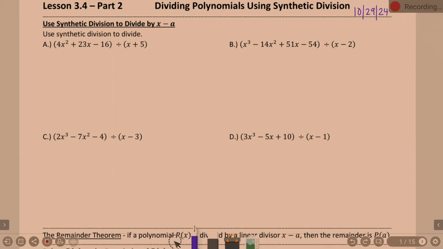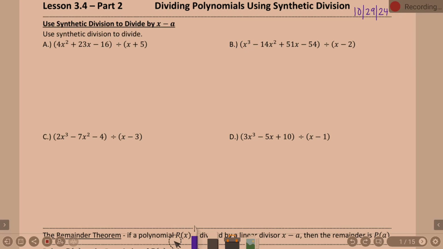Lesson 3.4, part 2. We're dividing polynomials, but this time we're using synthetic division. And in fact, this first problem we're going to do is one of the problems we did yesterday. It was the first polynomial problem we did long division yesterday. So the answer will be this familiar.